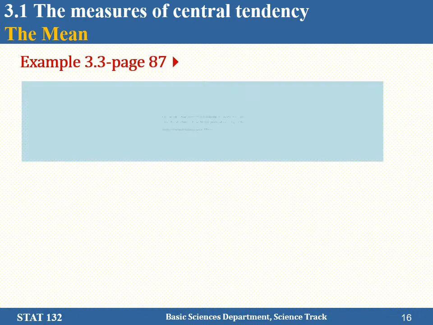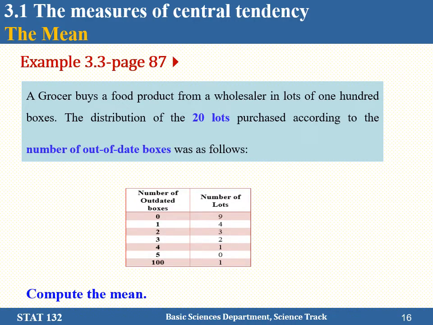Now let's look at this example. A grocer buys a food product from a wholesaler in lots of 100 boxes. So the distribution of 20 lots purchased according to the number of outdated boxes was as follows.